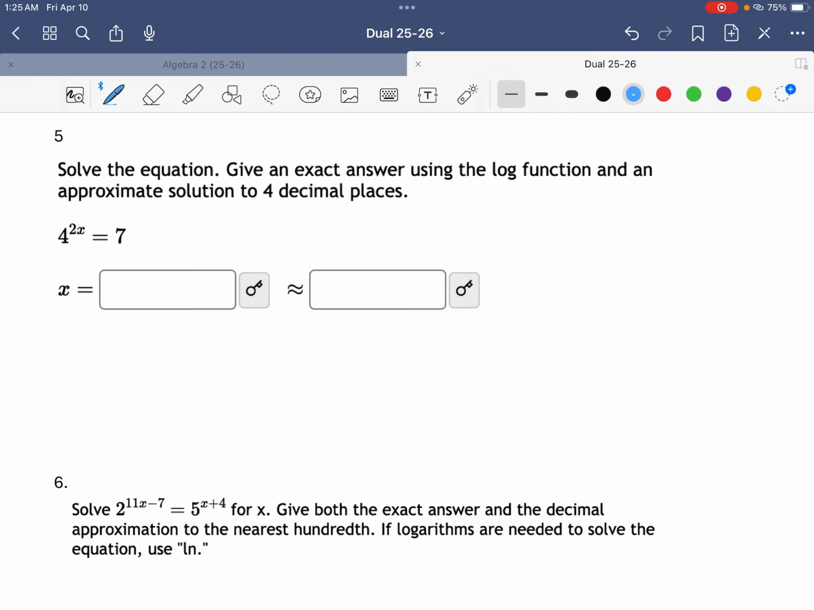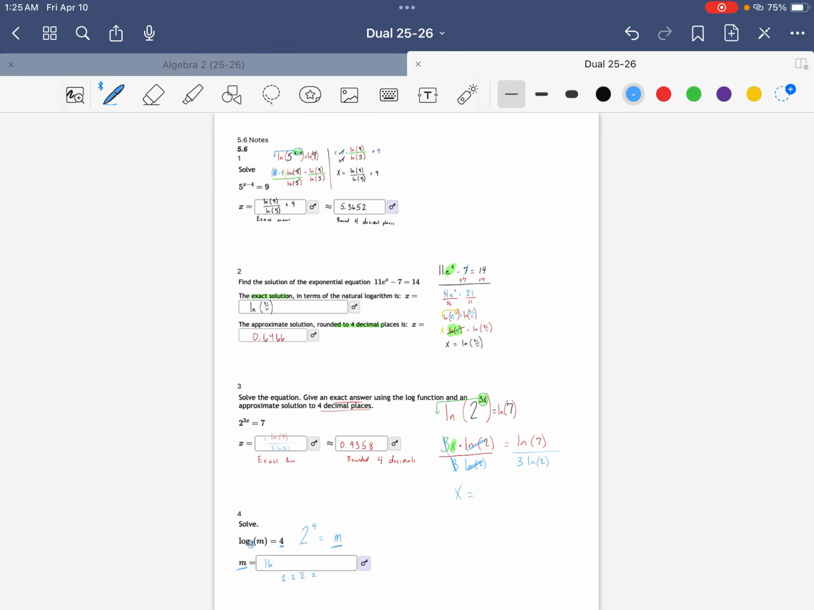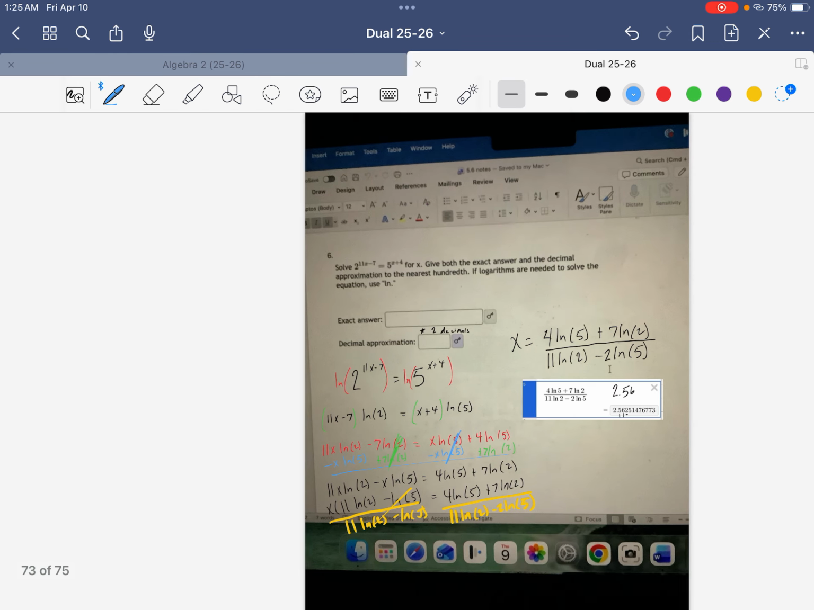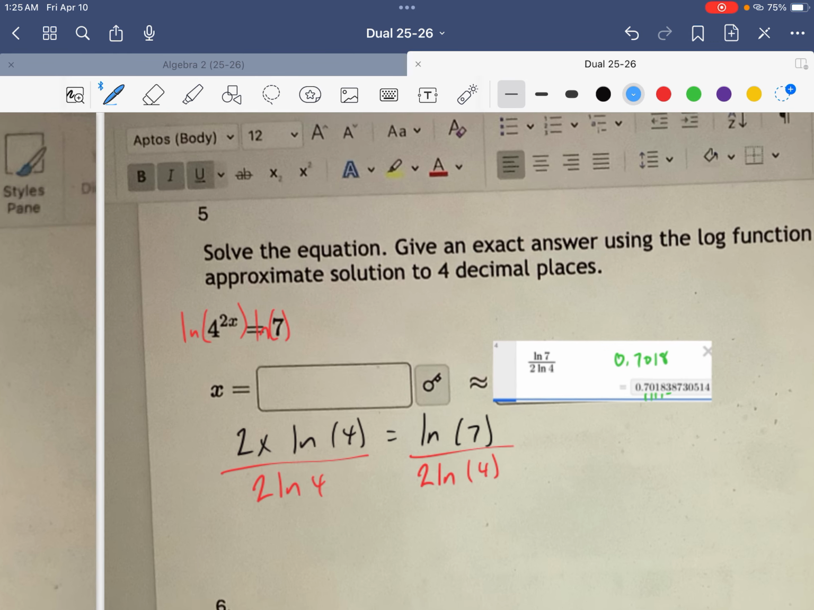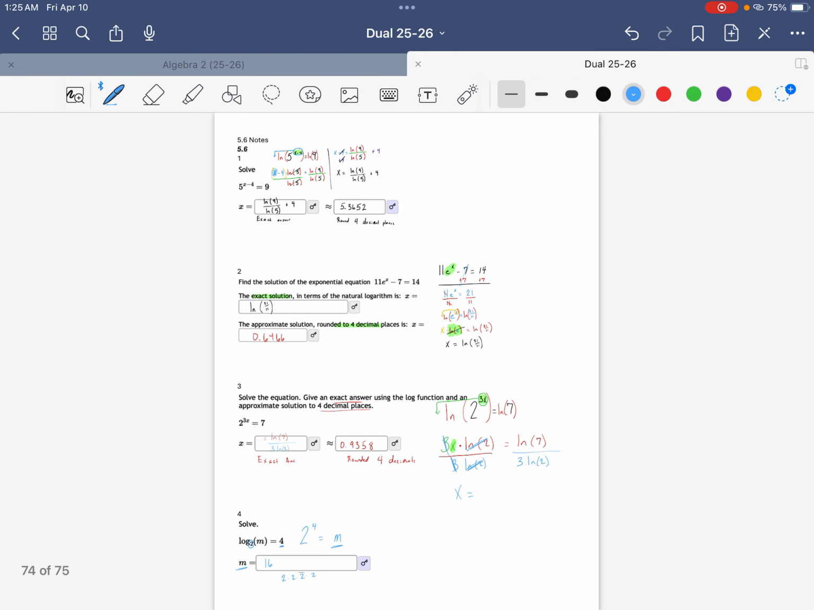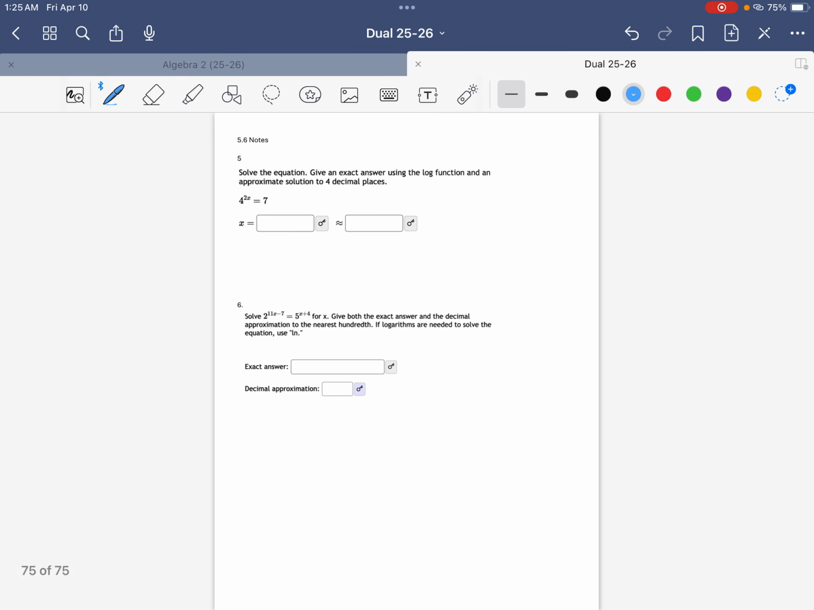Number 5 is just like number 3. Okay? If you want to see my work on it, because I think it's pretty easy, I did it right here. I took the ln of both sides. I'll write it down for you all, in case you're absent or something.